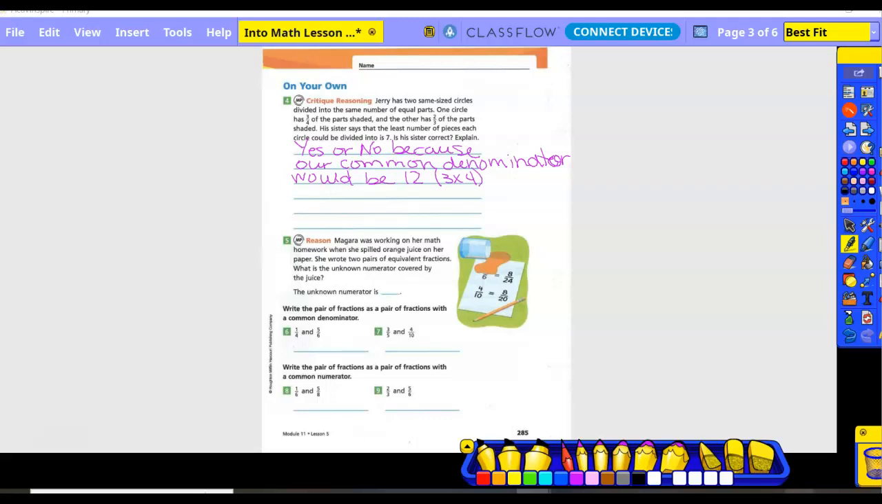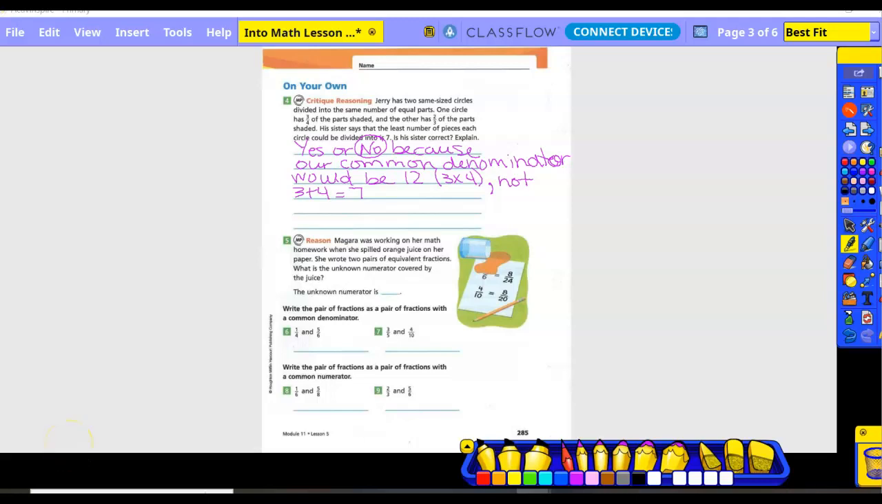Now, what did his sister do? She said 7. What did she do? She added 3 plus 4, right? Okay. Which equals 7. So, is she right or not? No. Okay. So sometimes your explanation can help you come to your answer, correct?